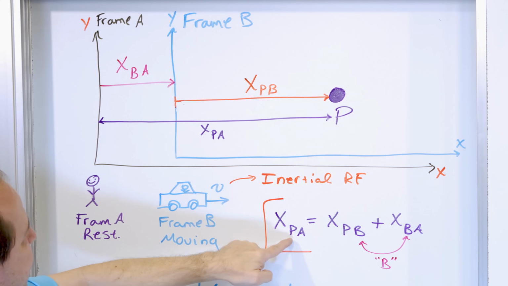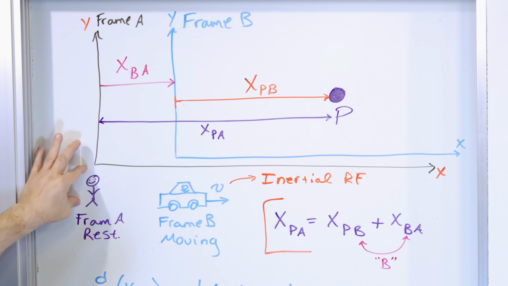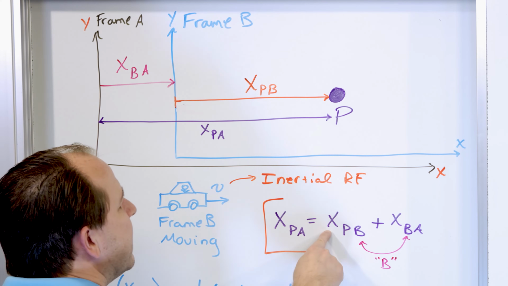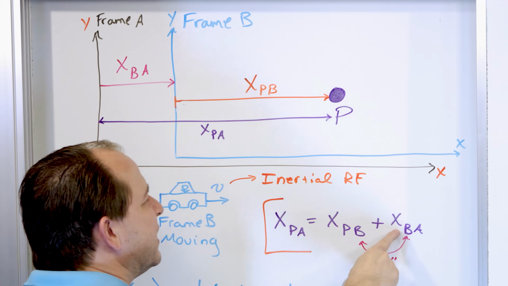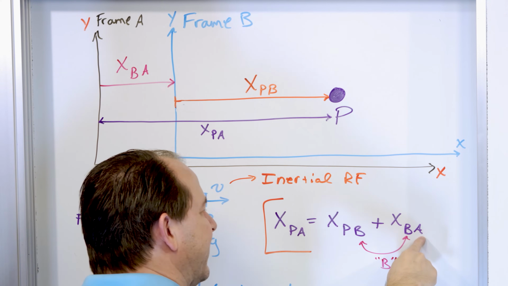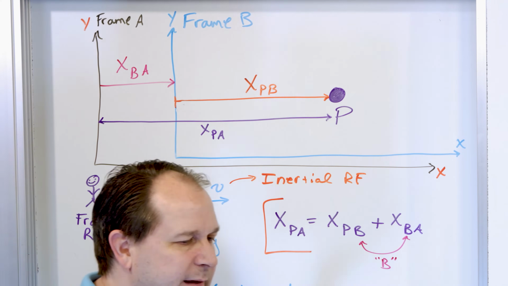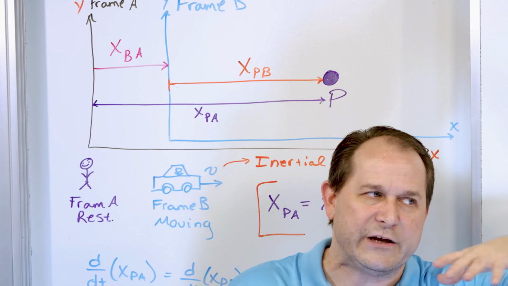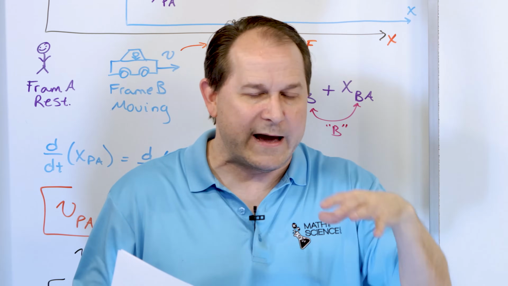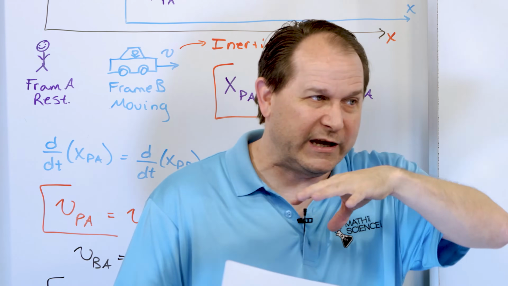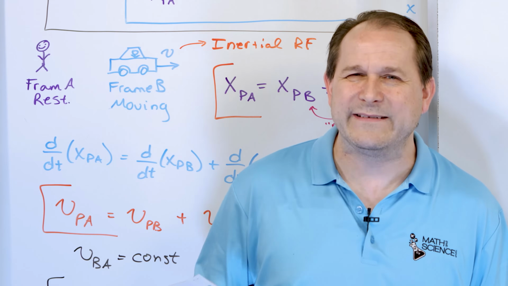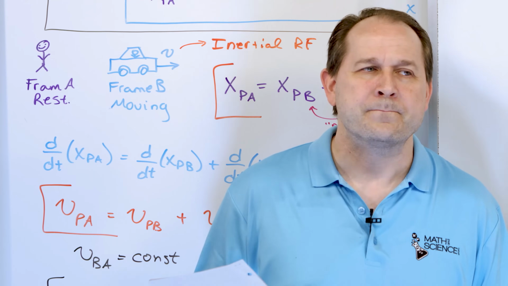the position of the event with respect to the stationary frame, what we do is we take the event as measured by the moving frame, and then we add to it the velocity of the moving frame with respect to A. So it's kind of like if you think about one of those conveyor belts that you see at airports, and you can get on there and you can walk in the direction of the conveyor belt and get going really, really fast. So that's basically a similar situation here.